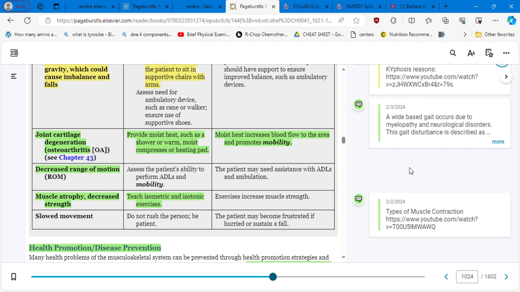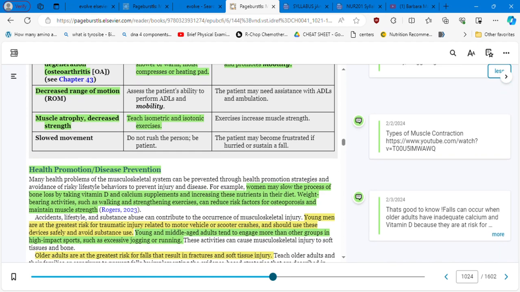Now the wide-based gait occurs due to myelopathy and neurological disorders. This gait disturbance is described as clumsy, staggering movement. Myelopathy is a condition in the muscles, myelopathy. Okay.